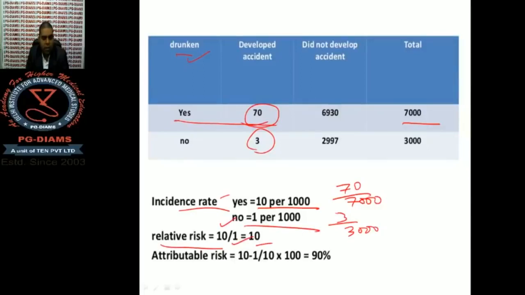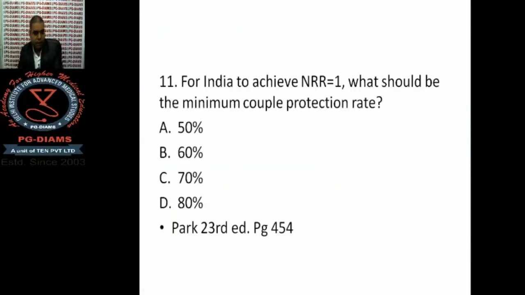And attributable risk is disease in exposed minus disease in non-exposed by disease in exposed, into 100, so that will be 90%. Clear? Okay. Okay, let's move to another question.